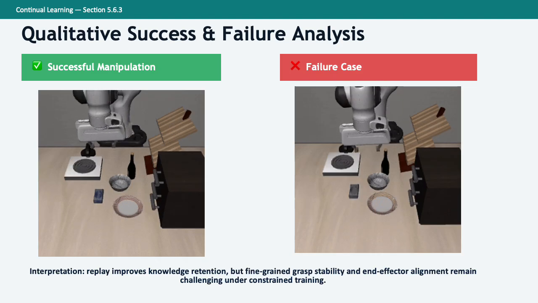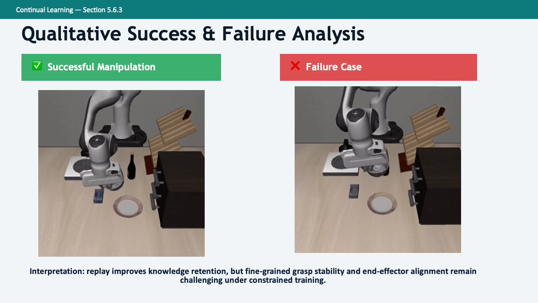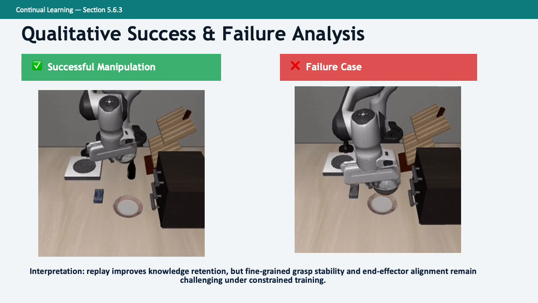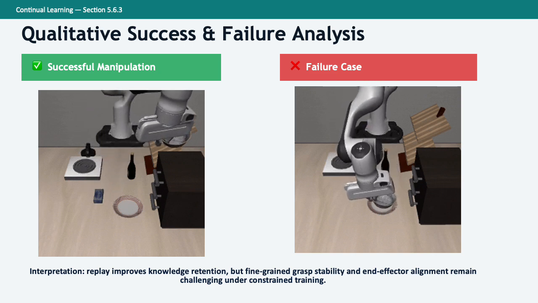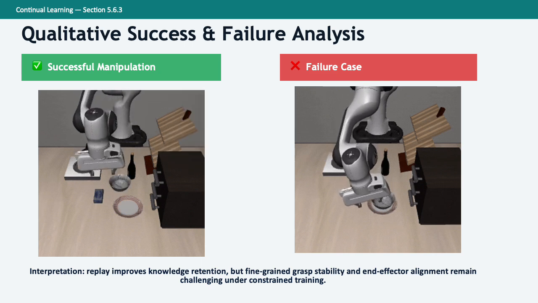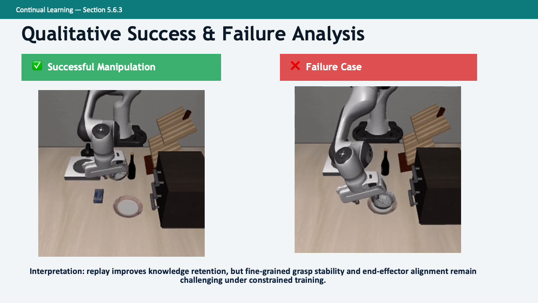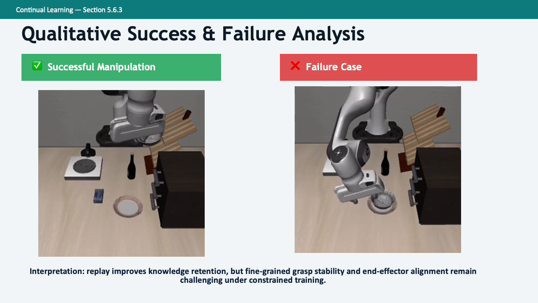Now, we have talked about the numerical aspect of our analysis. Let's talk about the qualitative success and failure analysis. Looking at the overall continual learning results, several important observations emerged. As you can see, on the right side it shows a successful manipulation, and on the left side it shows one of the failed manipulations.